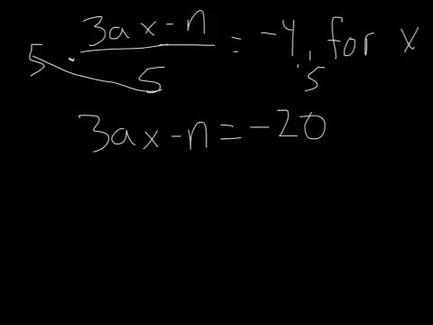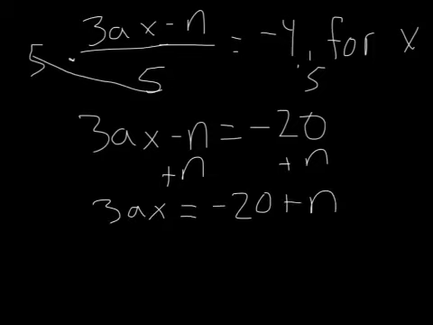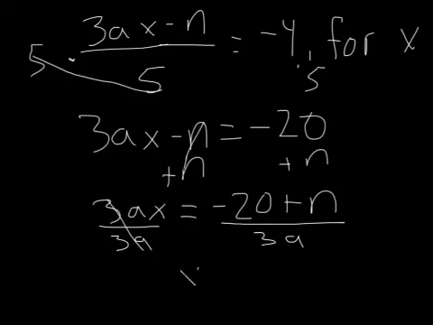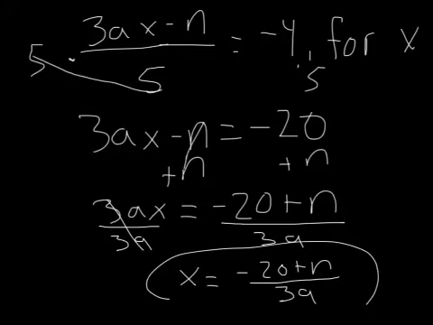Next, this kind of looks like one we've already done. We've got this 3a times x minus n, so let's go ahead and add this n over. Add this n, we'll get 3ax equals negative 20 plus n, because those n's canceled each other. Now finally, we want to get this x by itself. We have 3a times that, so we can divide this whole side by 3a. Those will cancel, and we're going to get x equals negative 20 plus n all over 3a. And boom.